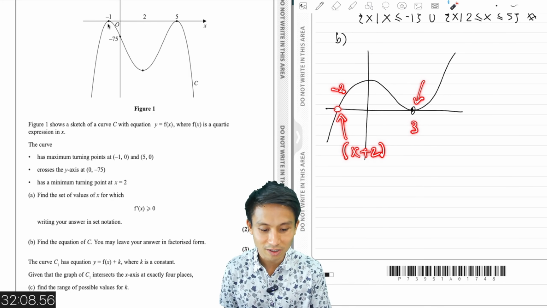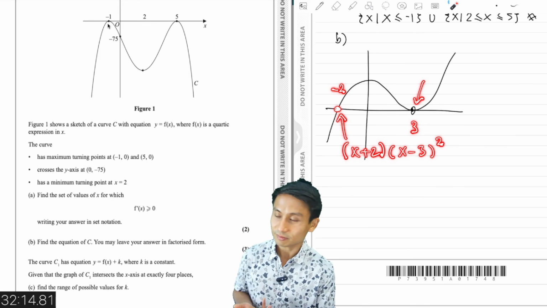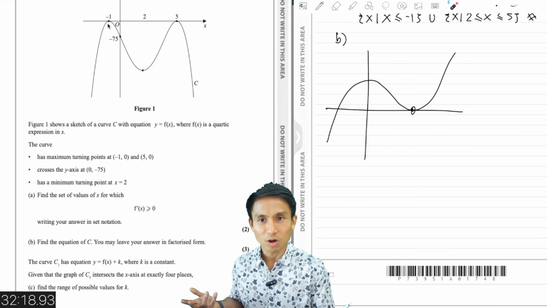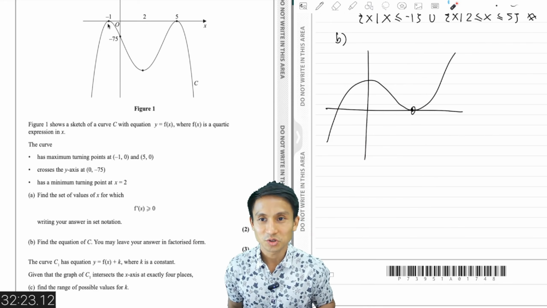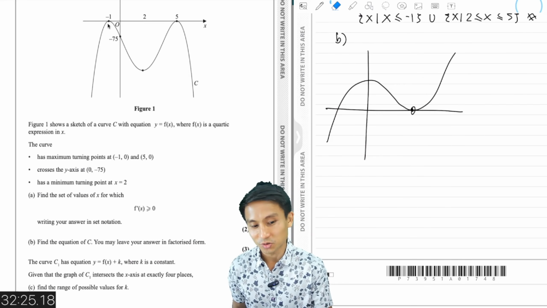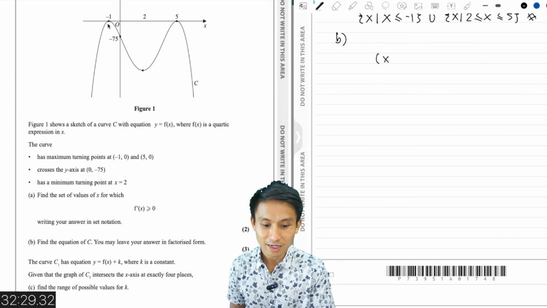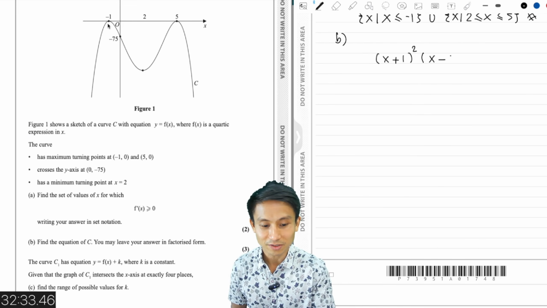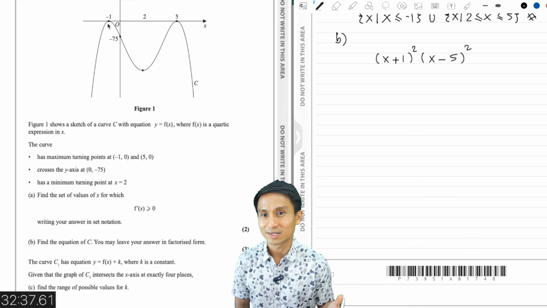Let's say this is 3. Well, you know that that's going to be (x minus 3) squared, if this is a cubic, of course. And it is, just by the drawing there. But now you have a quartic where two turning points touch the x-axis. So the same concept applies. We're going to have (x plus 1) squared, and the other one (x minus 5) also squared. That's it. That's really it.